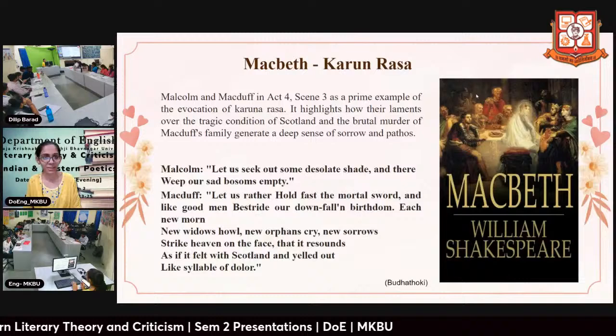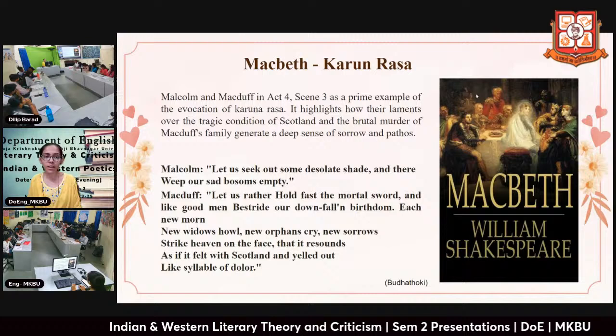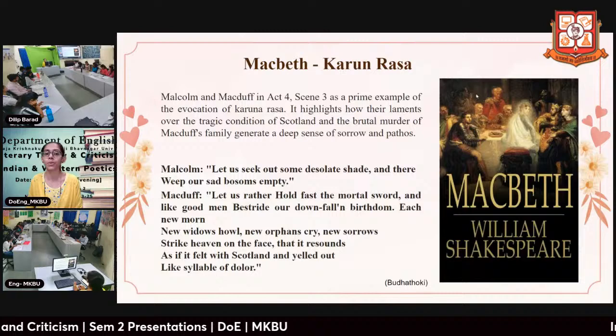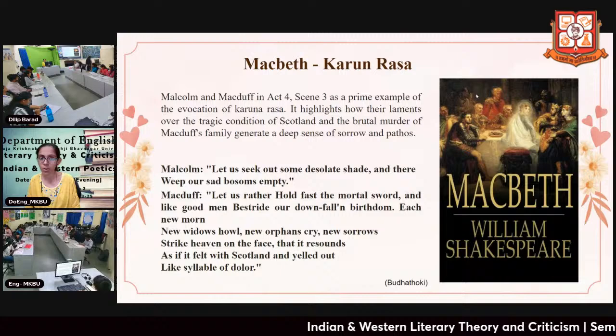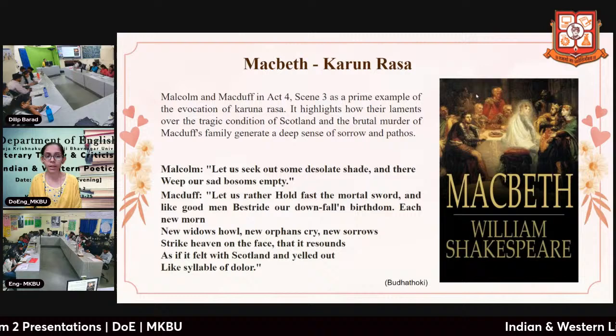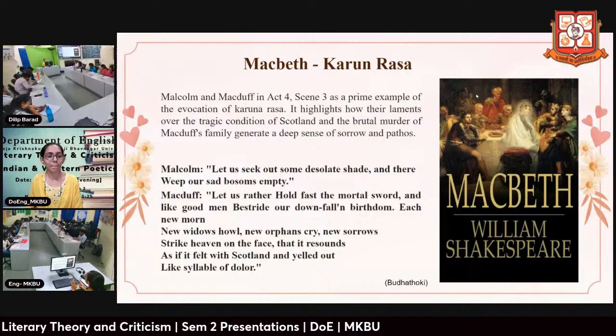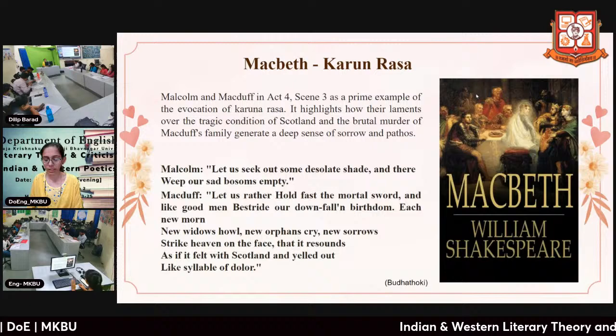Second, Shakespeare's tragedy Macbeth. This tragedy we study in theme one. Macbeth and Karuna Rasa: Malcolm's speech in Macbeth Act 4, Scene 3 is a prime example of the evocation of Karuna Rasa. It highlights how laments over the tragic condition of Scotland and the brutal murder of the Macduff family generate a deep sense of sorrow and pathos. In Act 4, Scene 3, we see the Macduff family's death and Malcolm's fear, and Malcolm's revenge for Scotland.